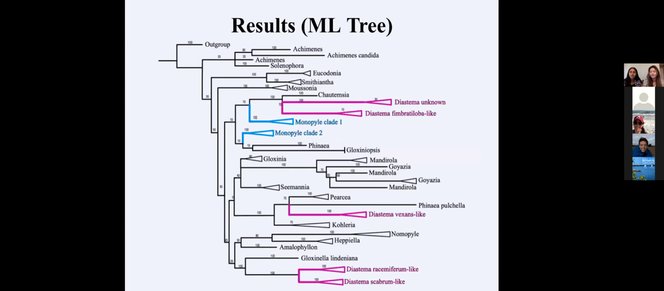This is a maximum likelihood tree with 1,000 bootstrap replicates for support. We also ran a maximum parsimony analysis that was congruent in topology to the tree that we're presenting right here. This tree shows a similar topology to what was retrieved by Rolson et al. And with our expanded sampling, we see 5 diastema-like clades marked in purple. We also see 2 monophyly clades in blue, which we will come back to later.